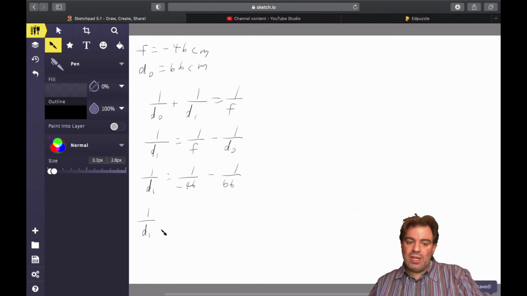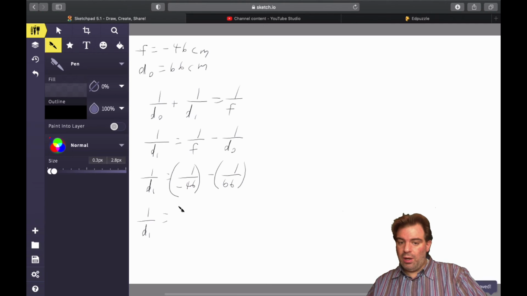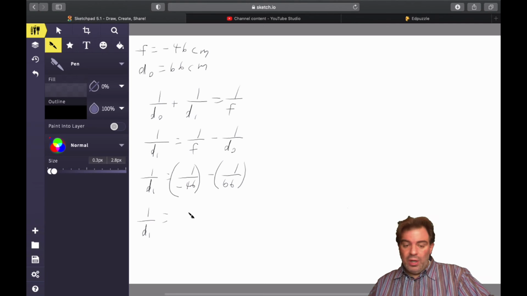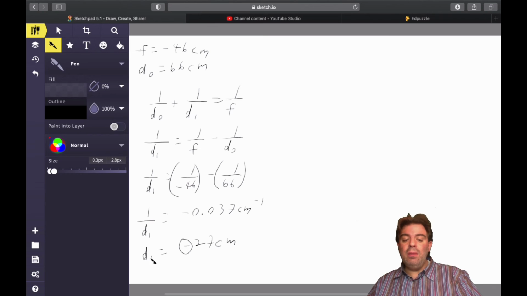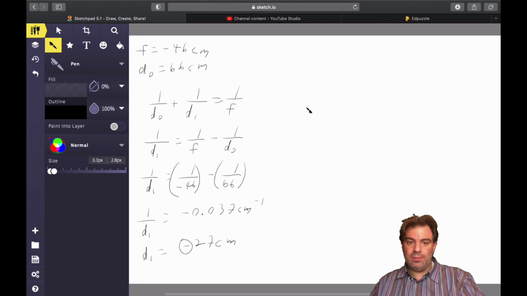So if we put this carefully in our calculator, using, of course, parentheses, closing it, negative parentheses, and putting this fraction in, we're going to get negative 0.037 centimeters, and that's going to be inversed. And if we inverse this number, we're going to see that the distance of the image is going to be negative 27 centimeters. Now, a couple of things. What does the negative mean over here? It means that the image is going to form on the opposite side of the mirror, just like we expected.